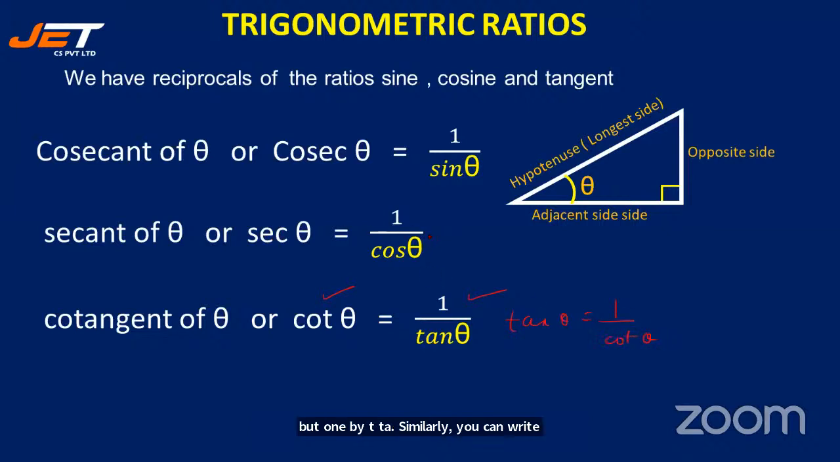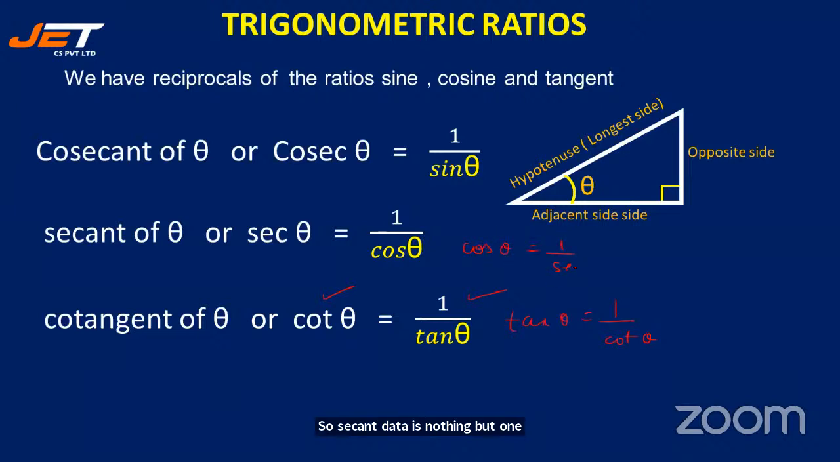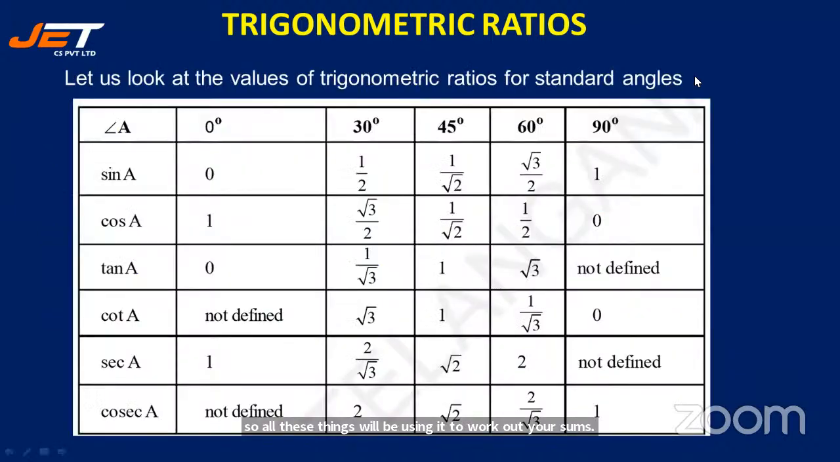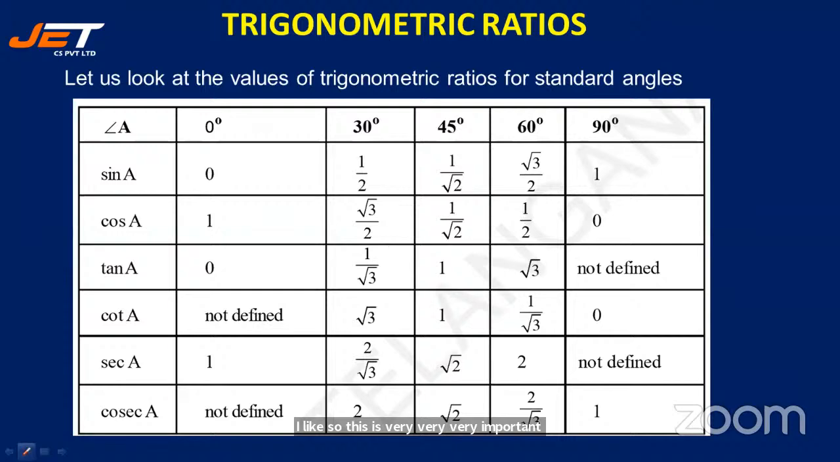Secant theta is nothing but 1 by cos. You can also write cos theta is nothing but 1 by secant theta. Cosecant theta is 1 by sine, so sine theta is equal to 1 by cosecant theta. All these things you will be using to work out your sums. This is very, very important, students. One second, let me use a pen. Very important. Please note down.